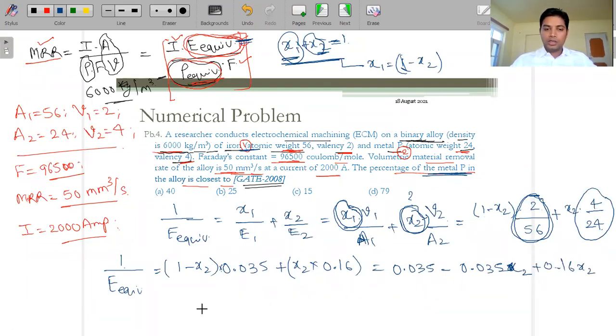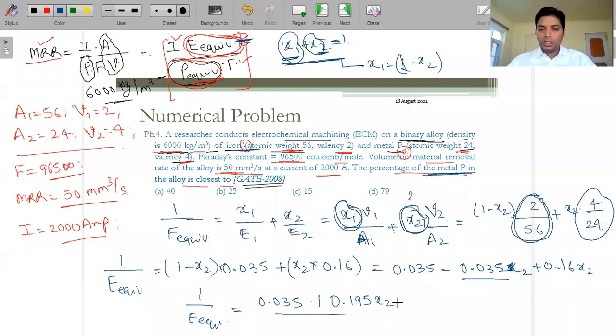Okay, so this is the value of 1 by E equivalent. So that will be equal to 0.035. Can you tell me this one, guys, 0.16 minus 0.035, how much are you getting? This is 0.125. Is it okay guys? Okay, so this is the value of 1 by E equivalent. We have to calculate this E equivalent value.